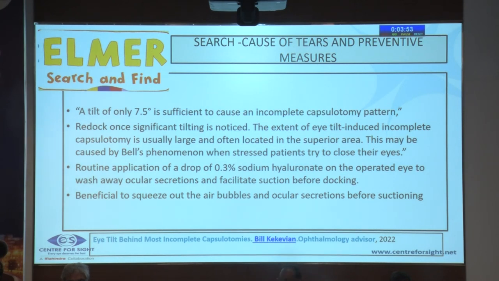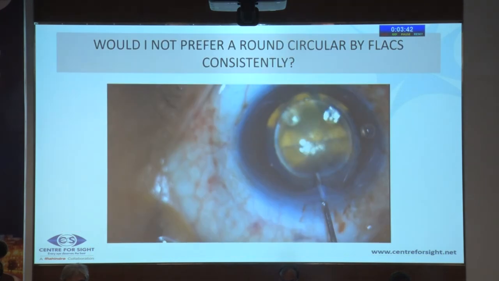Many of us do not realize that the patient has meibomitis and a lot of secretions are present over there. This facilitates suction before the docking. And also try to squeeze away all the air bubbles and ocular secretions.